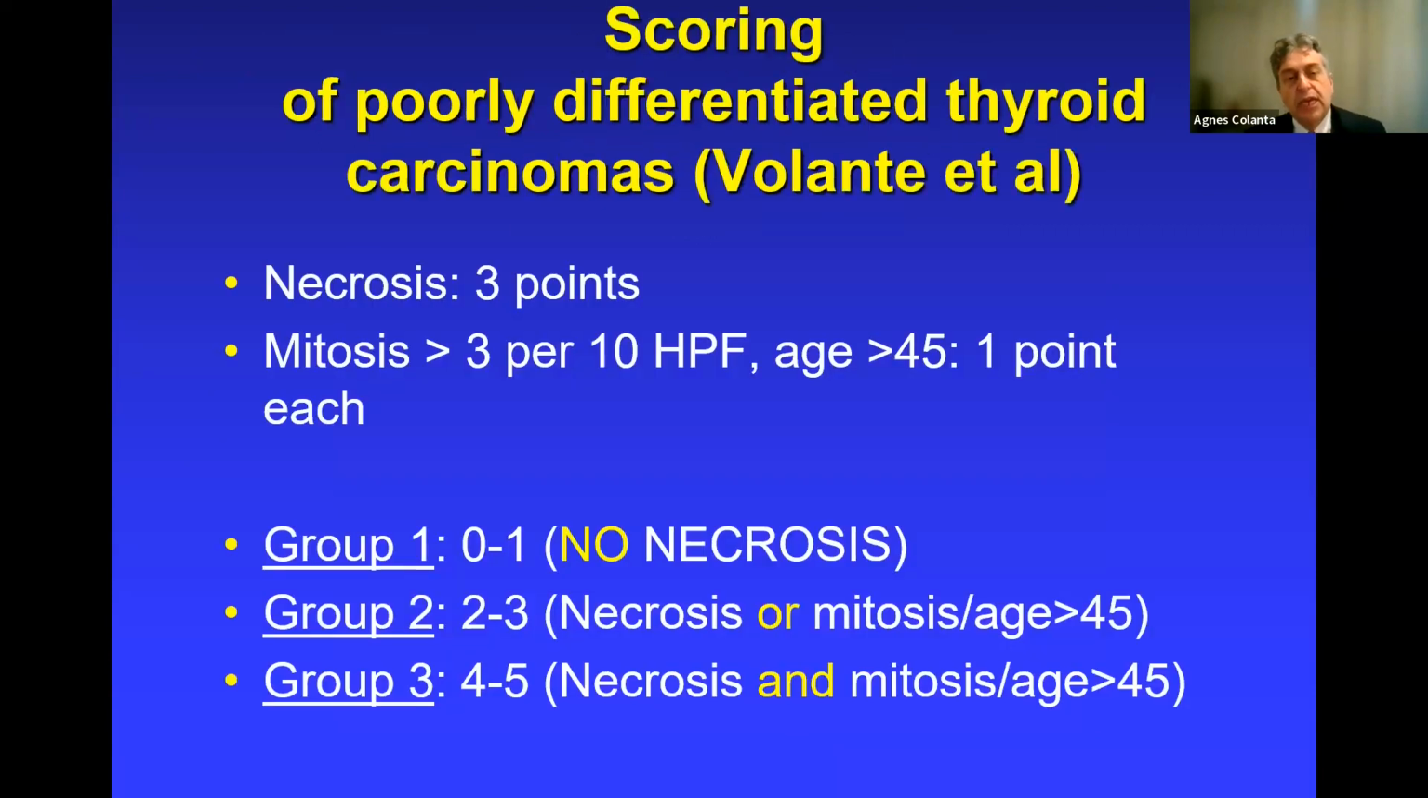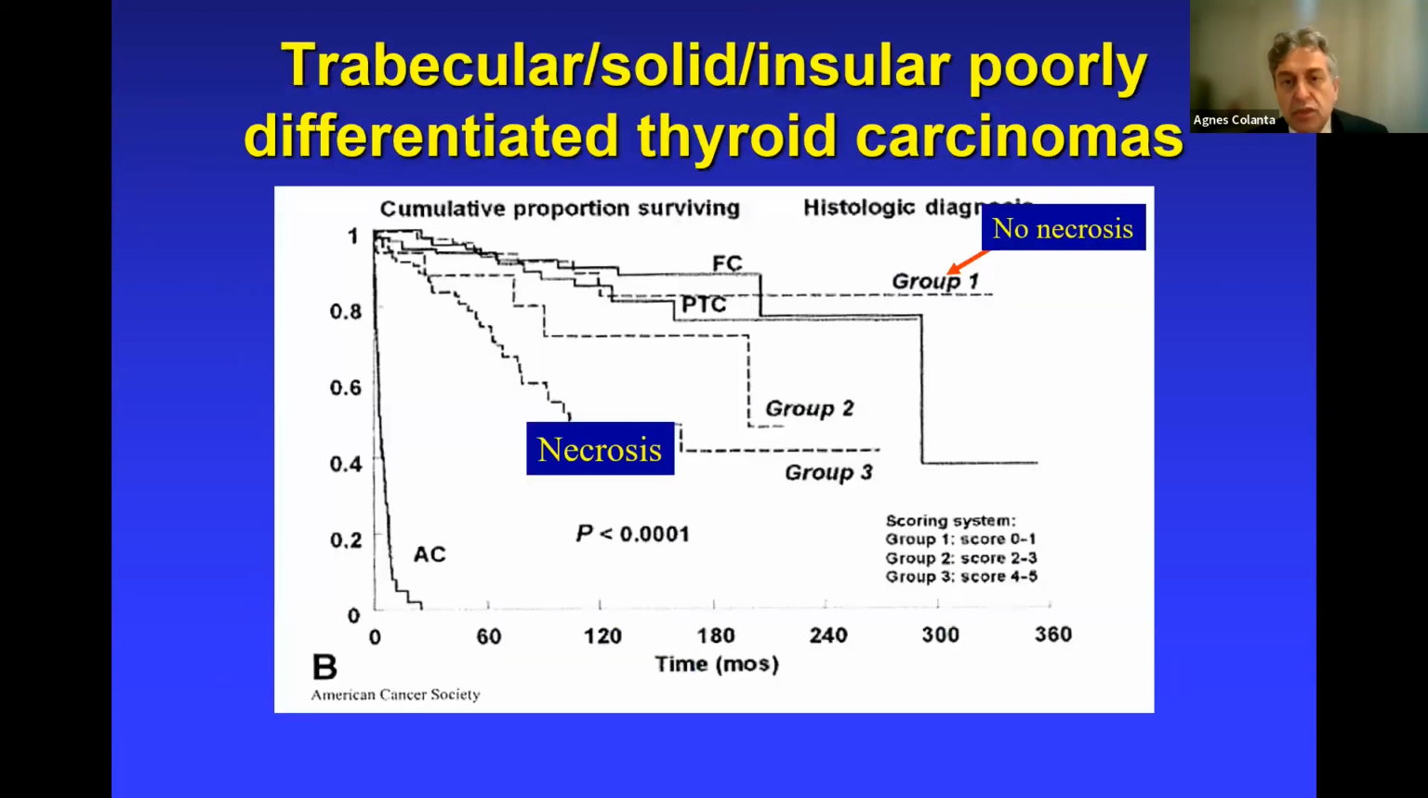But when they developed a numerical scoring system, and the main component of that scoring system is necrosis, you can see that the cases with necrosis do very well. They even do better than papillary carcinoma. So clearly, I don't think it's a good idea to call something poorly differentiated thyroid carcinoma when, as a group, it behaves better than papillary carcinoma. I don't know if there's any carcinoma in the human body that behaves better than papillary carcinoma. But when you have necrosis, the tumor is in between well-differentiated and anaplastic thyroid carcinoma.